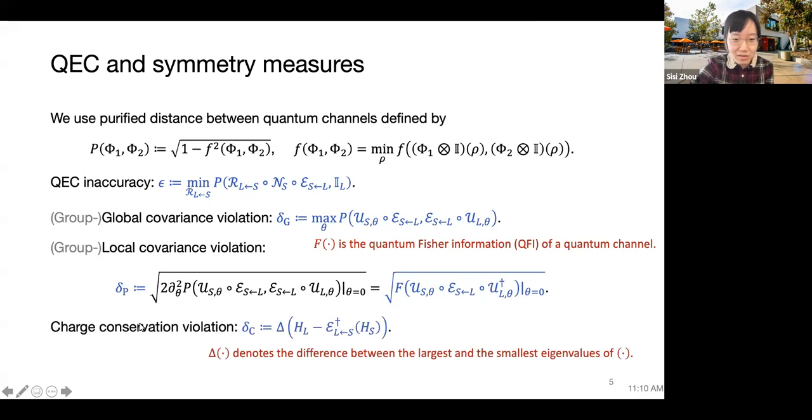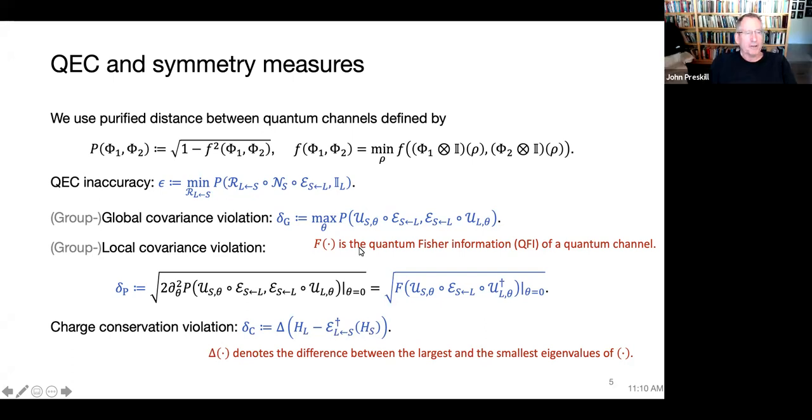Finally, there's also this charge conservation violation, which is defined by the difference between the logical Hamiltonian and the physical Hamiltonian with the dual of the encoding. By this delta, we denote the difference between the largest and the smallest eigenvalue of this whole thing. It's some kind of norm, but not exactly a norm, that quantifies the strength of this operator, the difference between HL and this HL.